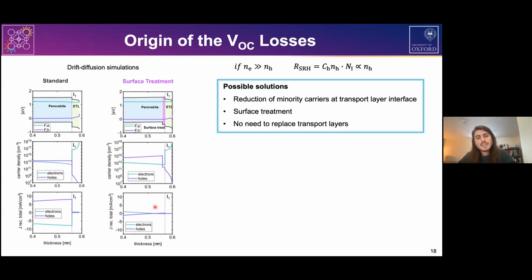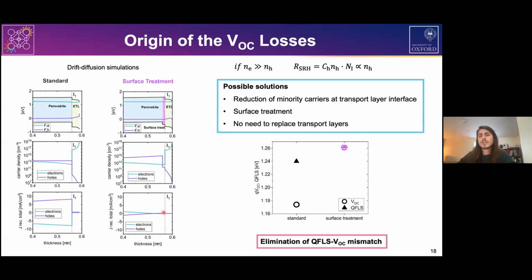Having this in mind, we tried to simulate an artificial system where we have the perovskite with a surface modified in a way that decreases the hole density in the proximity of the electron transport layer interface. As you can see here, despite still having a very large electron density in the ETL, we have a much lower hole density in the perovskite, and this would give rise to much lower recombination at this interface.